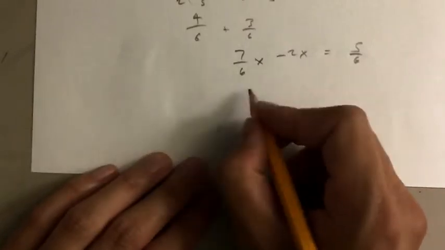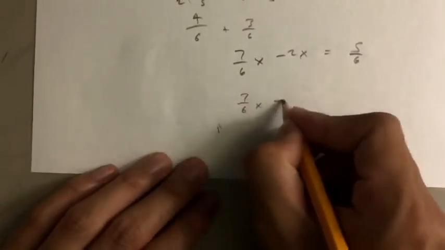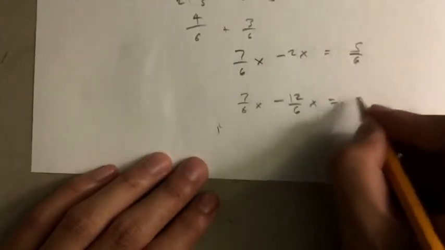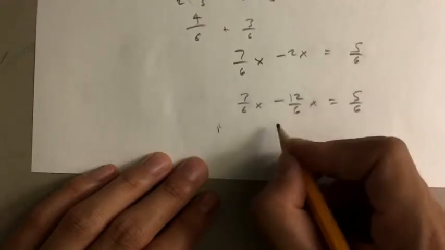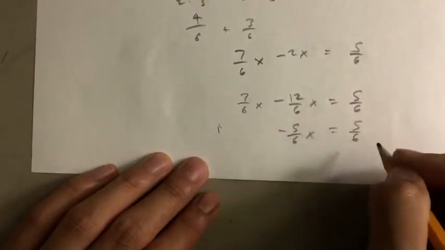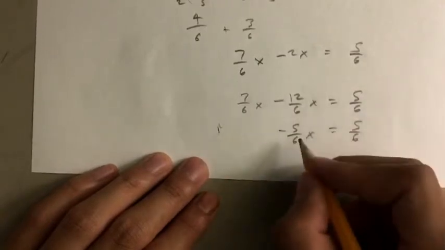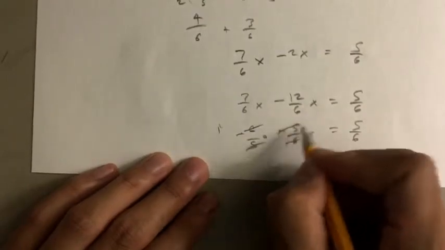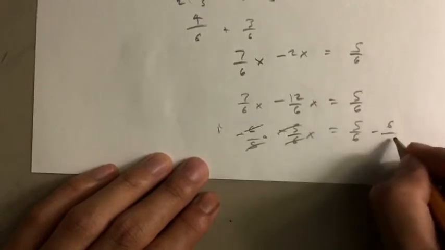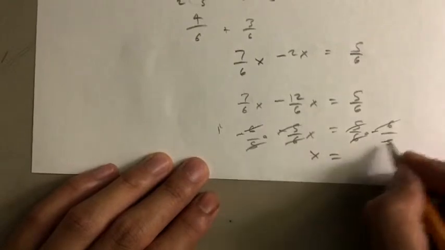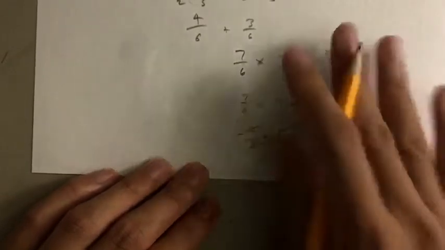Now, how do you solve this? Well, 7/6 x minus 12/6 x, because 12/6 is 2, equals 5/6. Now, subtract that. That's negative 5/6 x equals 5/6. You now multiply by the inverse, so you can cancel those out, and you just get 1. And do it on both sides, and you're left with x equals negative 1. And you could try that out and check your answer.